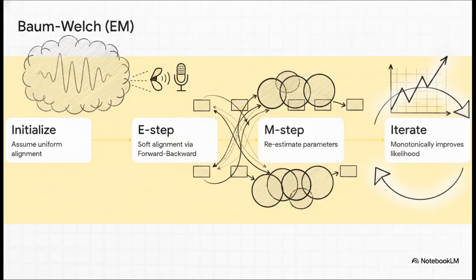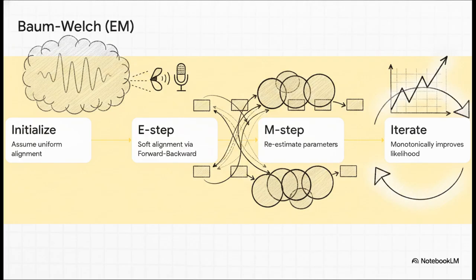So, how do we actually teach this model? Our frame labels are technically hidden. We know the words that were spoken, but not exactly when each phoneme happened in the audio. To solve this, we bootstrap the learning process using Baum-Welch, which is literally an expectation maximization method.